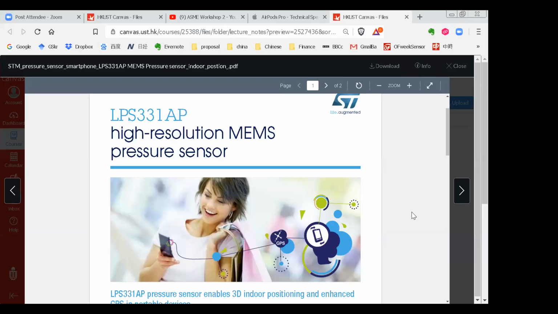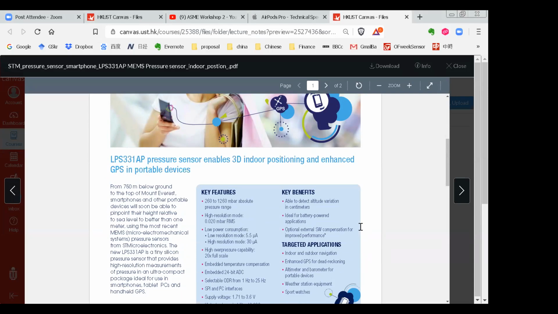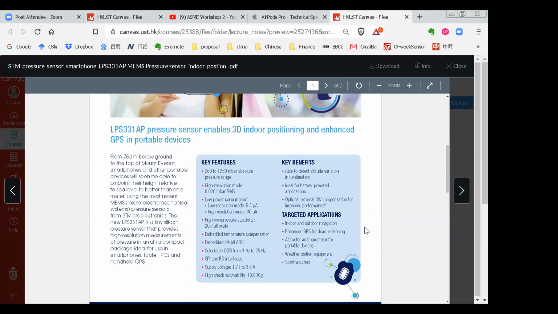Again, I uploaded this ST Microelectronics MEMS pressure sensor for smartphone. This is a much more compact design, because your smartphone is very small, so you don't want your packaging to be large. The one in the car is much bigger. Let me show you this particular thing I shared here. You can go to the website and look at this product, a high-resolution MEMS pressure sensor, which has a much smaller form factor. It's also a digital pressure sensor, and it enables 3D indoor positioning and enhanced GPS in portable devices, including your smartphone and smartwatches.